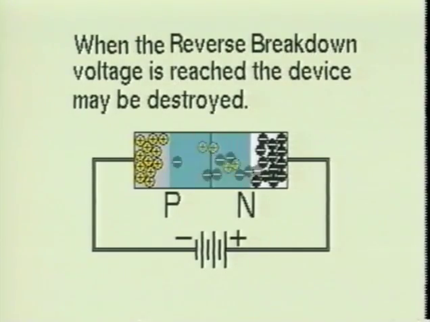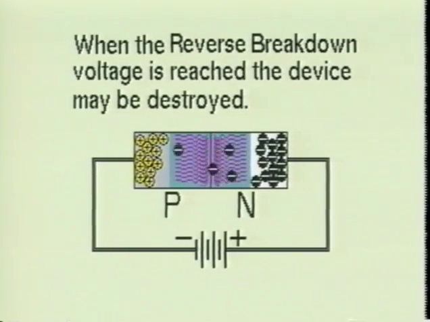There is, however, a limit to the amount of reverse voltage which may be applied to the p-n junction. This limit is termed the reverse breakdown voltage. This voltage may range from a few volts to several thousand volts. When the reverse breakdown voltage is reached, the reverse current will increase at a rapid rate, which usually results in the device being destroyed.